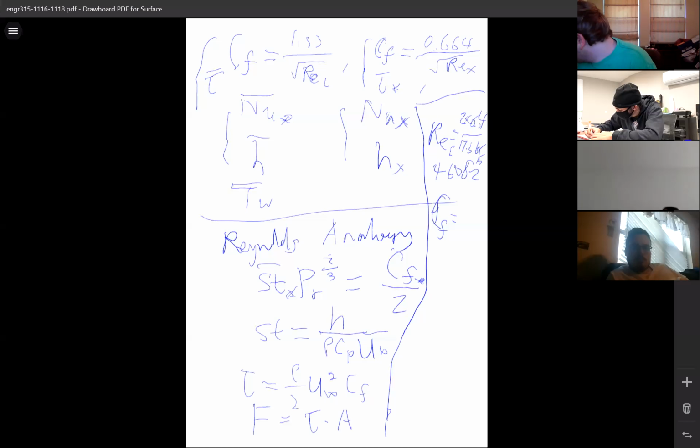I got 0.00319. I got 3.06 times 10 to the negative, no, I'm sorry, 6.12 times 10 to the negative 3. Okay, based on this calculation, then what's the next question? Shear stress, right? Is that what we do?